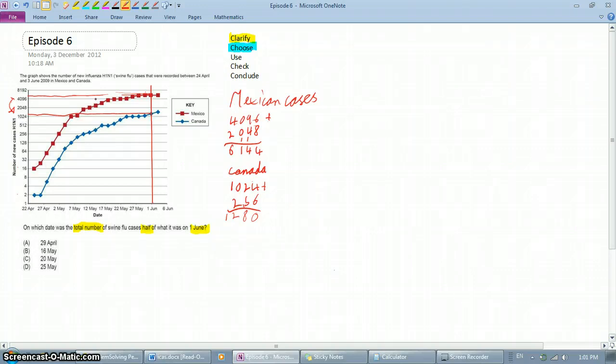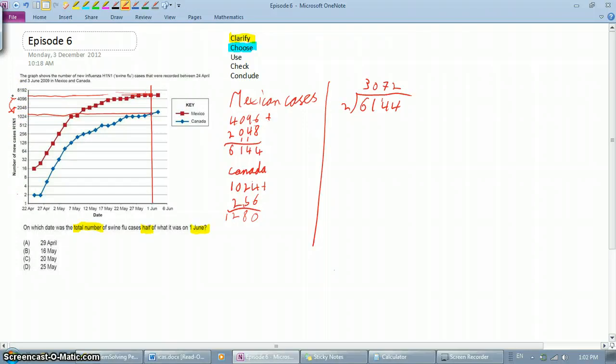So, half of 6144, so divided by 2, 6144. So 2 goes into 6, 3, 2 goes into 1, doesn't go. Carry it on. 2 goes into 14, 7, and 2 goes into 4 twice. 3072. So we're looking for 3072. It's not on any of my increments, but I can tell it's between 2048 and 4096.